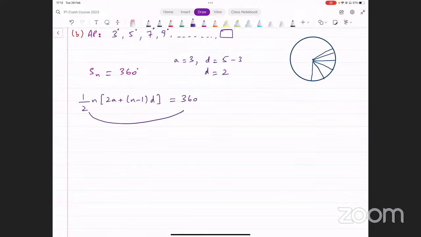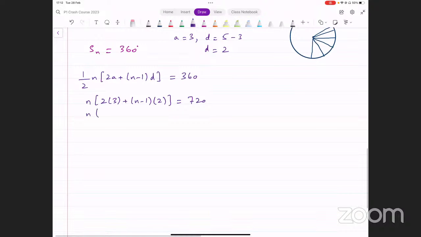We could multiply this 2 on the other side. First of all, 2 goes to the other side, and on the right side, we're going to have 720. On the left, we have 2 into a, which is 3, plus n minus 1 times the difference. The difference is 2. On the right, we have 2 into 360, which is 720. Let's simplify this. We get n into 6 plus 2n minus 2, and that equals 720.